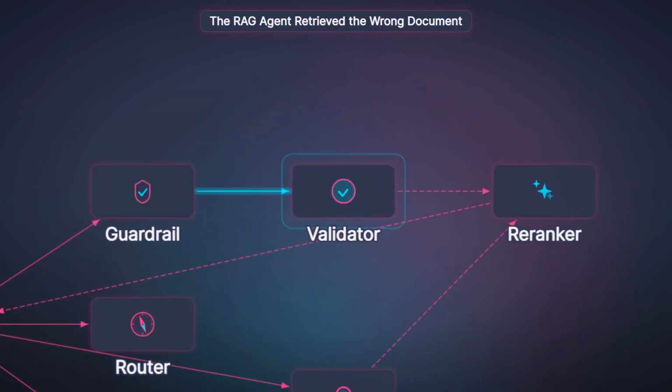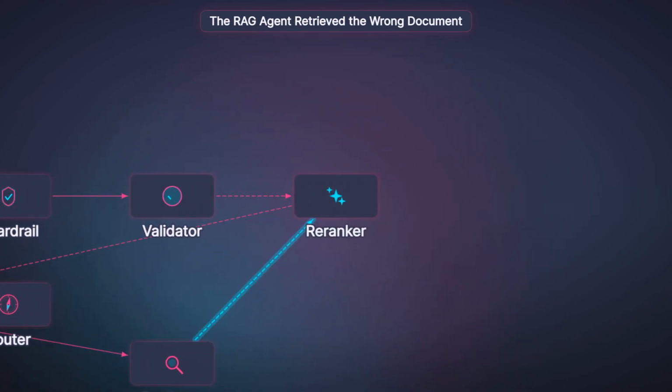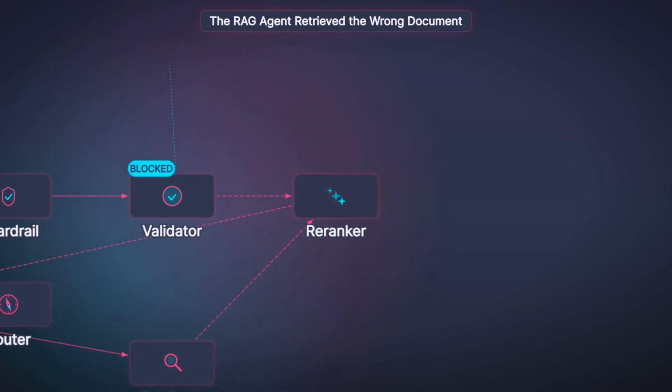The validator carefully examines the retrieved context and the generated answer. It checks the source document's freshness by looking at its publication date and last update. Finding the document stale, meaning its data is no longer current, the validator blocks the answer from being delivered.